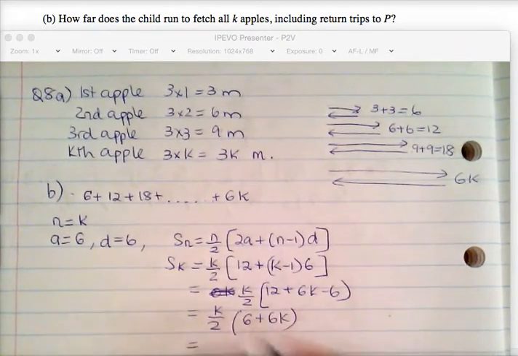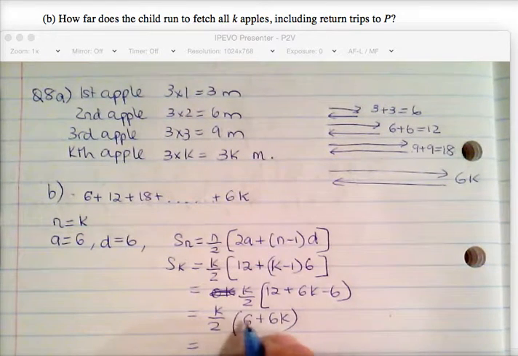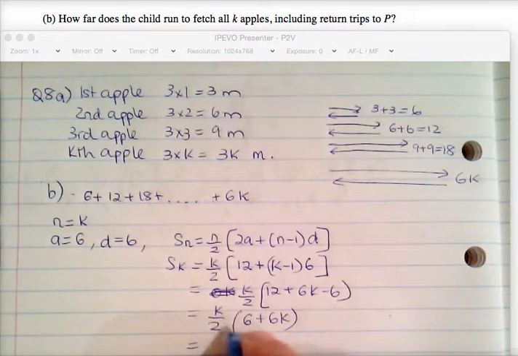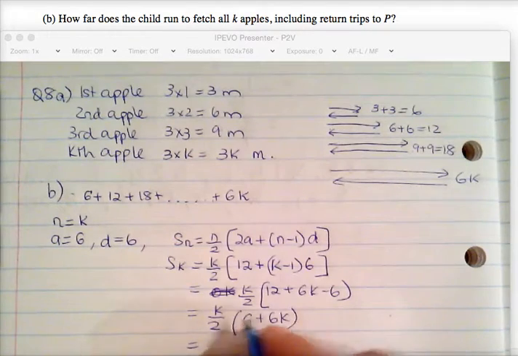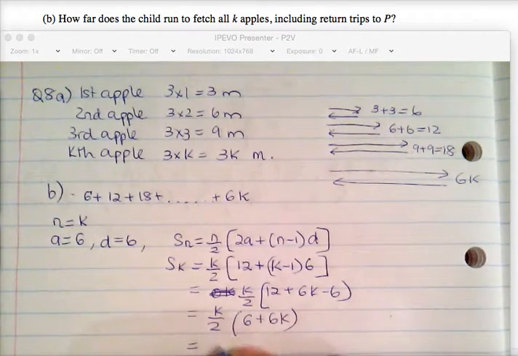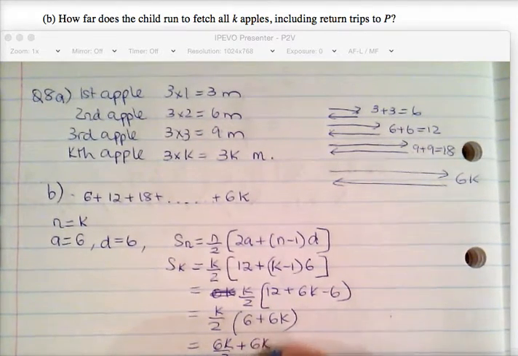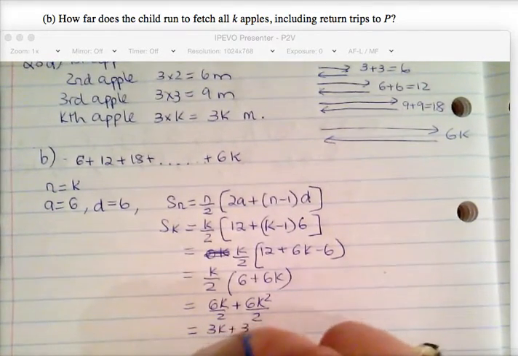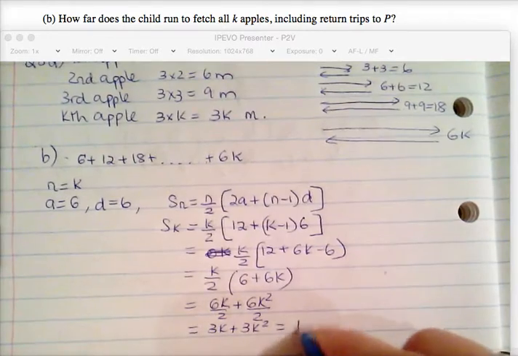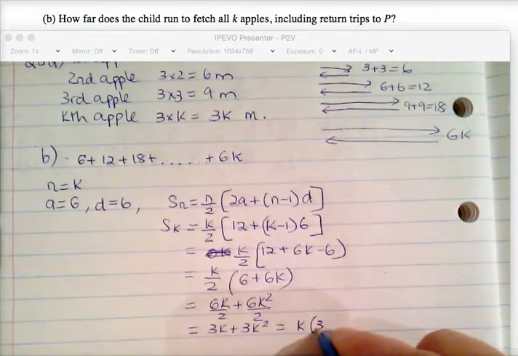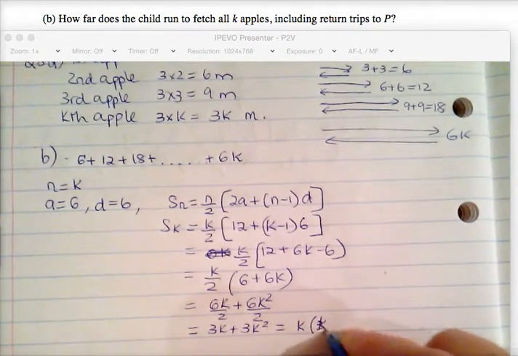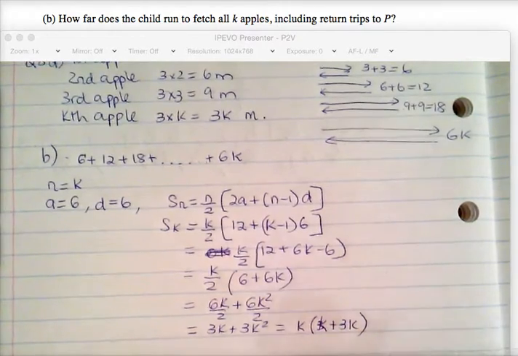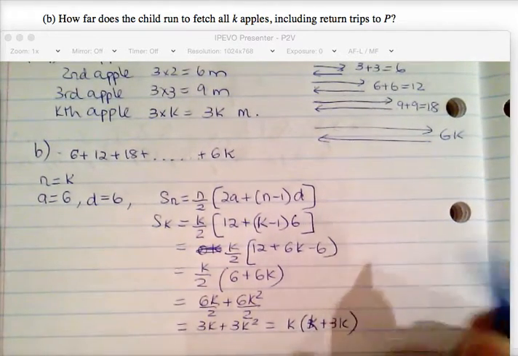If I expand here, I get 6k on 2 plus 6k squared on 2, which is 3k plus 3k squared, which is the answer, which is written as 3k, bracket, k plus 1. That's how the answer is written. Now that's one way of doing it.